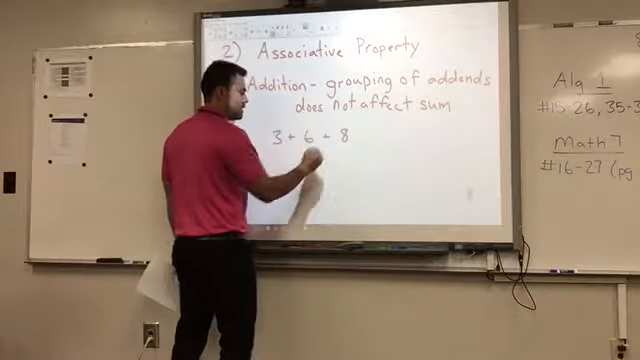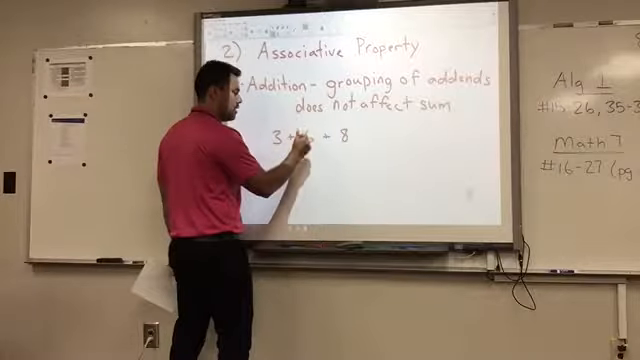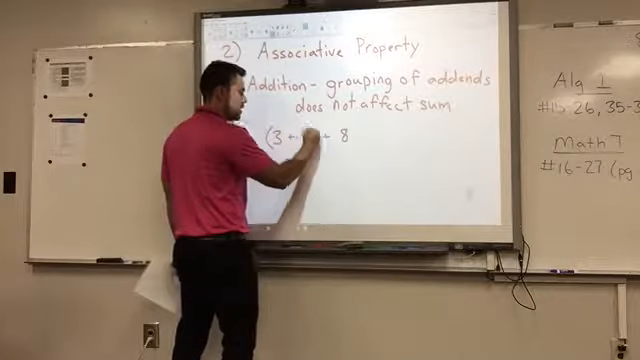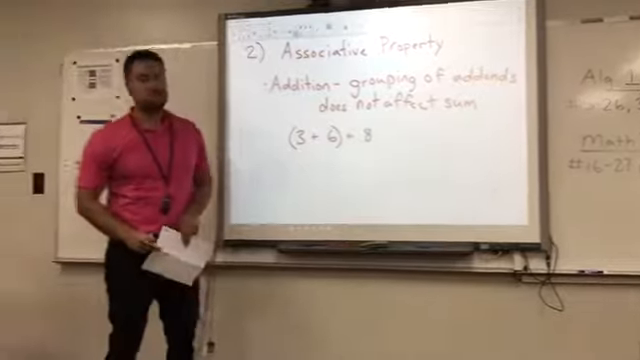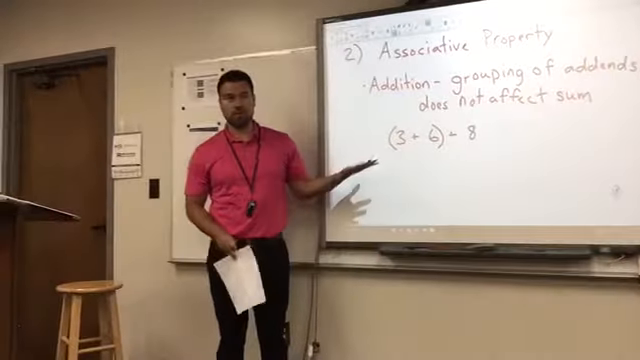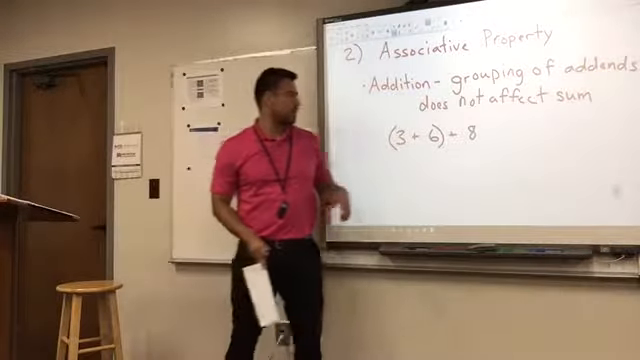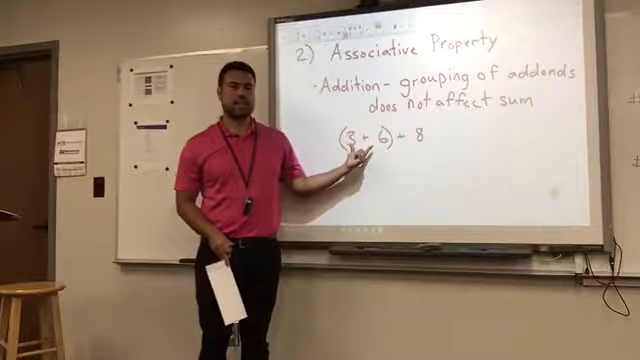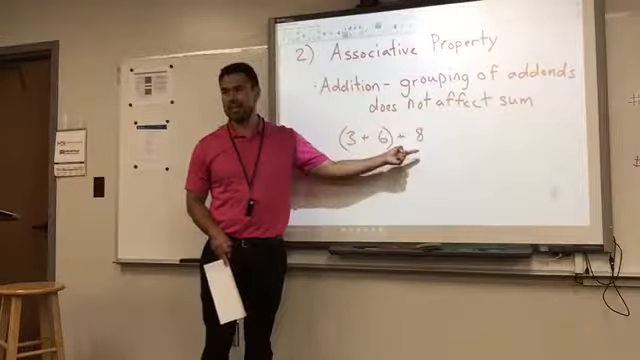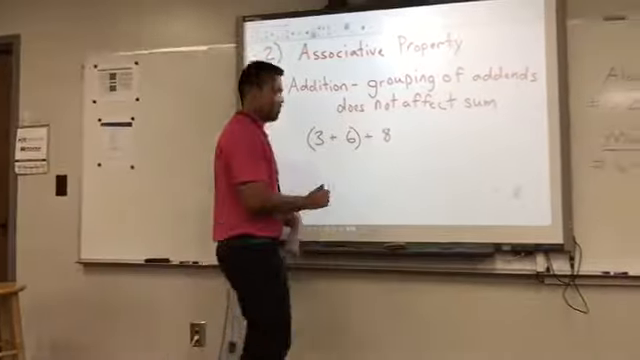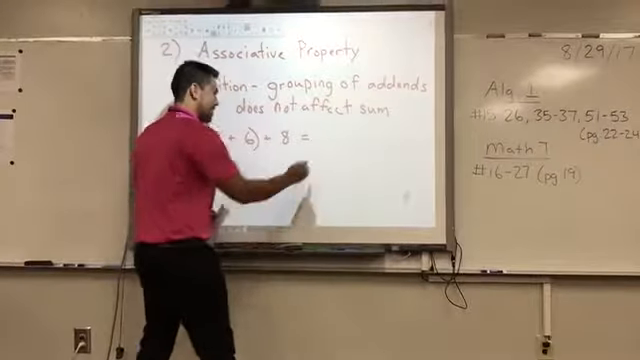All right, we're going to add these all together, and I want to group. I'll group these two together. Okay, so order of operations. What would I have to do first? Parentheses. All right, so I do 3 plus 6, and what does that give me? 9, and then 9 plus 8 gives me 17.